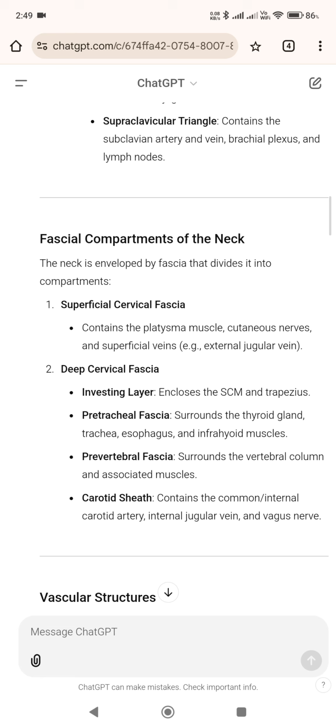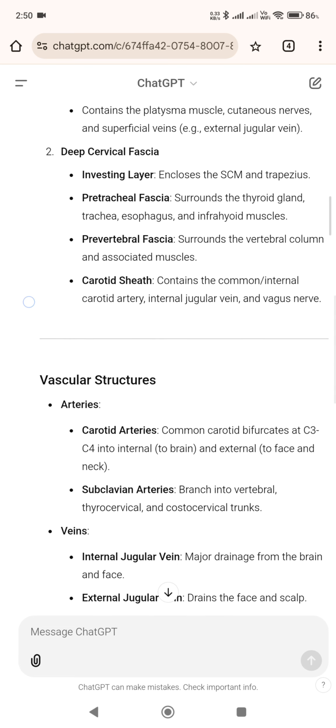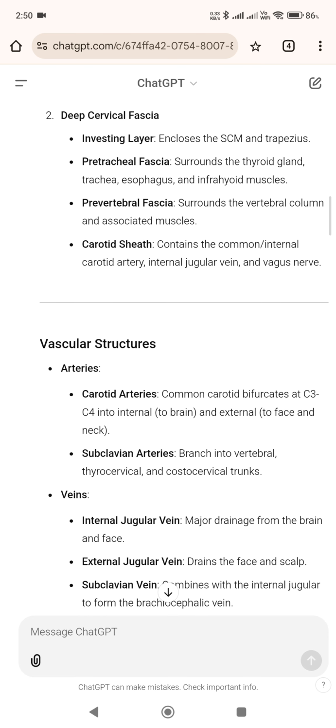Fascial compartments of the neck. The neck is enveloped by fascia that divides it into compartments. 1. Superficial cervical fascia, contains the platysma muscle, cutaneous nerves, and superficial veins, e.g., external jugular vein. 2. Deep cervical fascia, investing layer, encloses the SCM and trapezius.